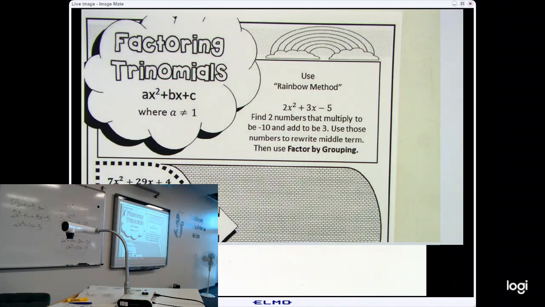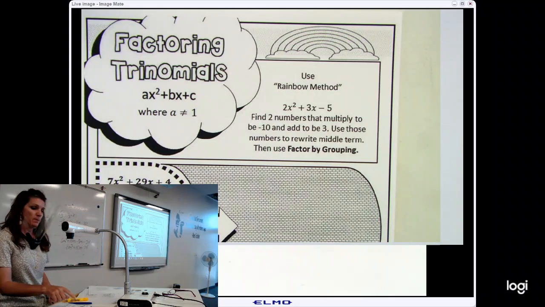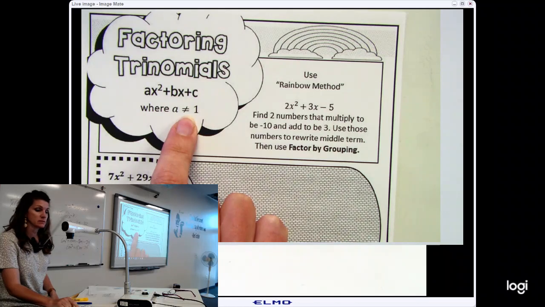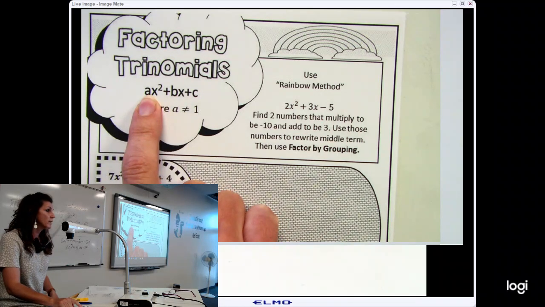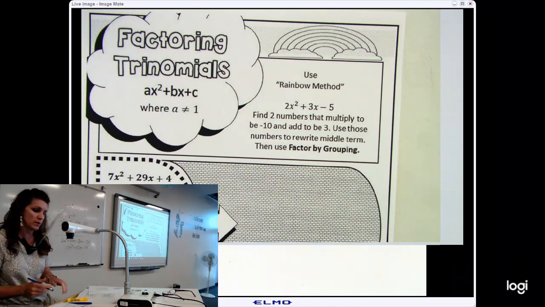All right, factoring trinomials. The big thing about today, you guys have already been factoring trinomials, but today that leading coefficient, meaning the number in front, isn't 1. And that makes everything a little more challenging, okay? So you actually have all of the tools, you just need to know when to use them. And so that's what I'm going to show you today.